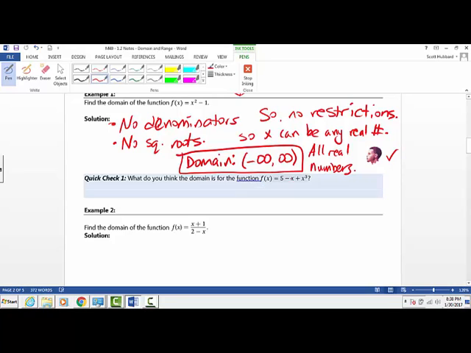So, looking at this function here, are there any restrictions? Do we have any divisions on this function? Or do we have any square roots? I don't see any. For us, that means there's no way I can divide by 0 here, and there's also no way I can put a negative inside of a square root. So there's no restrictions on this problem, and the domain for this one is the same thing. It's all real numbers.